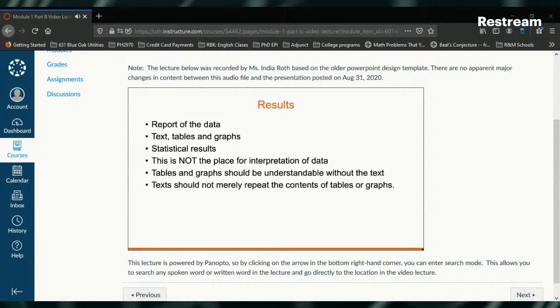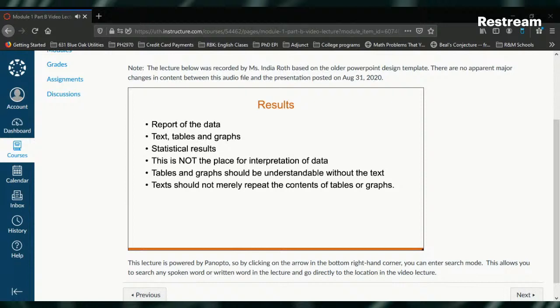The results section is just that. It contains the results of the methodology section, based on some results. It's not a place for the interpretation of that data. It may include tables and graphs that should be understandable without the text. And remember that text should not merely repeat the contents of the tables or graphs.